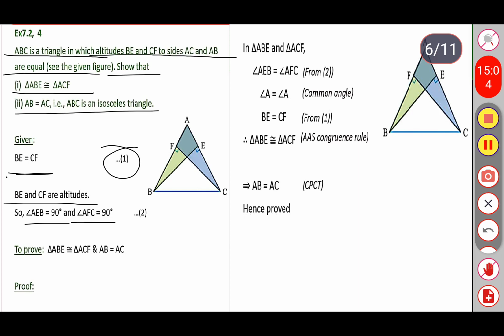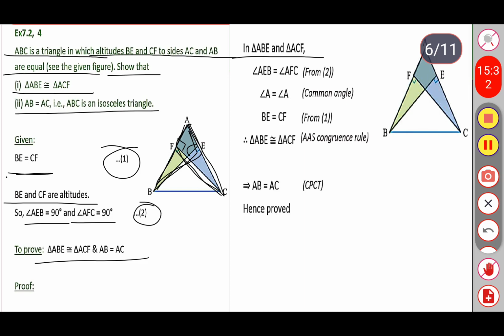So angle AEB, this angle is 90 degree. Angle AFC is also 90 degree. Consider that one as equation 2. With the help of these two given data, we can prove the given statements. Let's consider the triangle ABE. ABE is the first triangle, and triangle ACF.